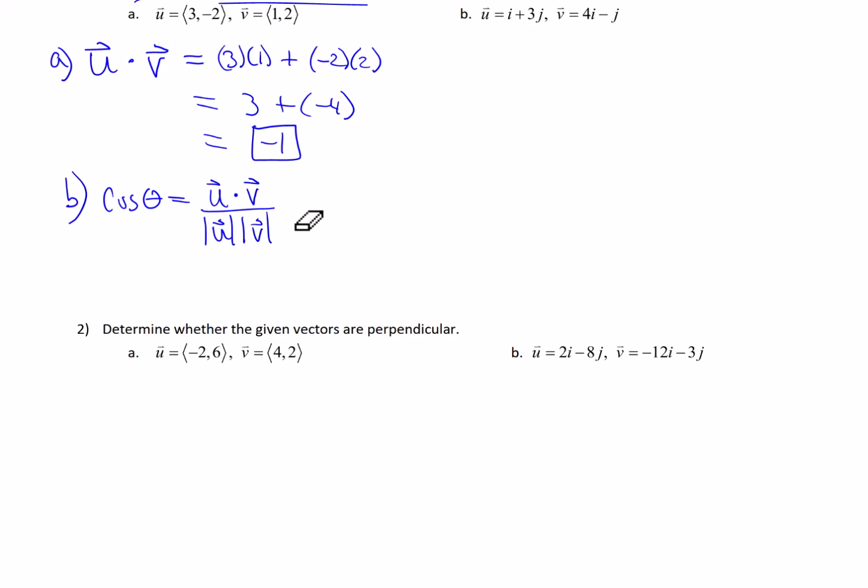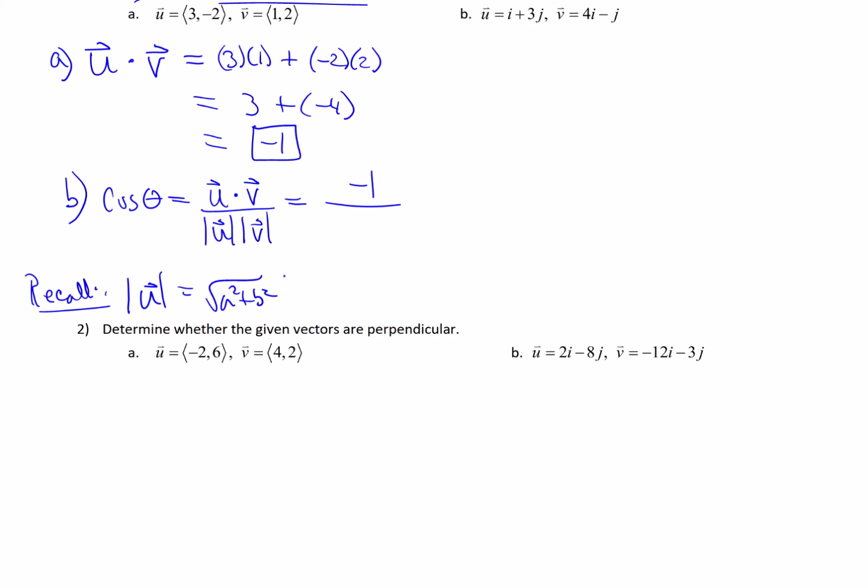So since we already know some of this information, let's plug it in. We know that the cosine of theta equals the numerator, which is just the dot product of u and v, which we just found. That's the negative 1. And then we're going to have to go back and remember what the magnitude formula is. You may recall, let's put this in here just for reference. So recall the magnitude of vector u, we discussed magnitude before, is the square root of a squared plus b squared.